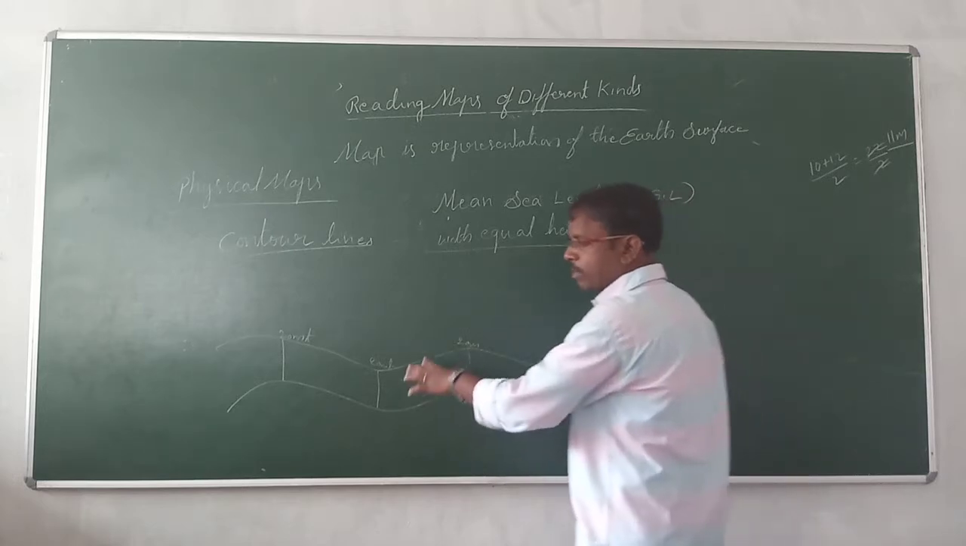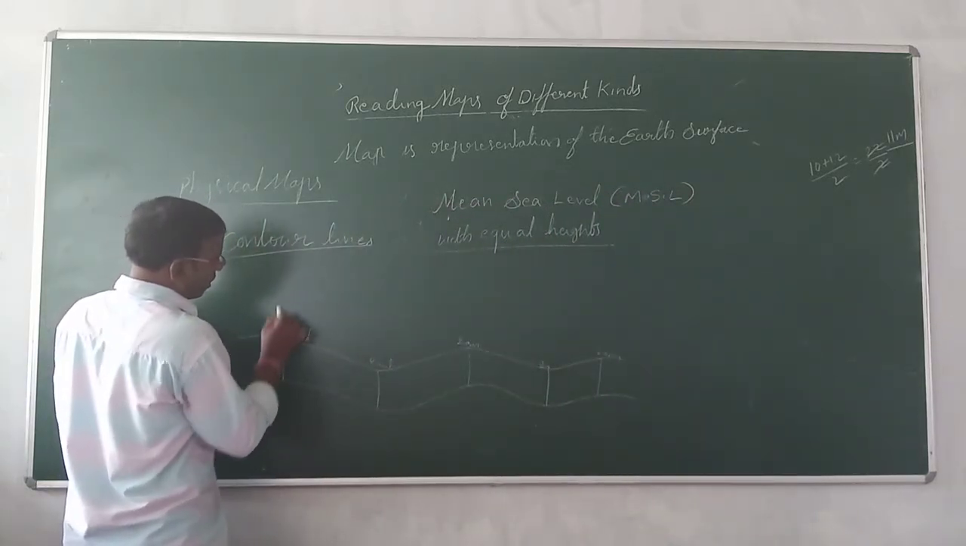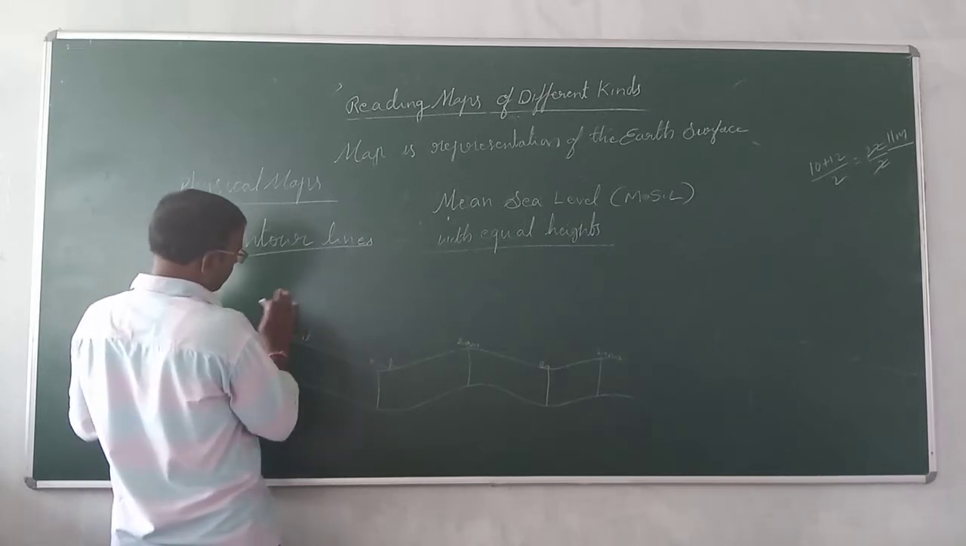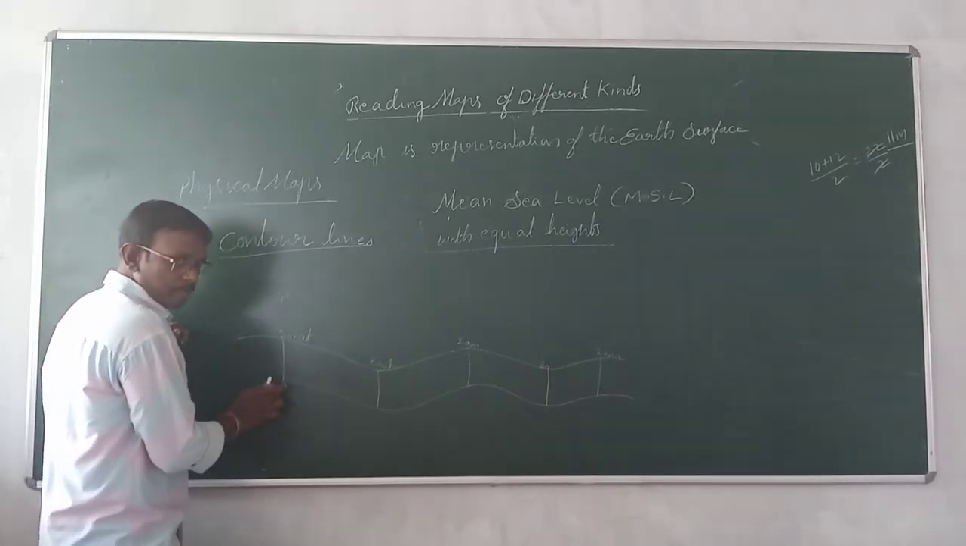In the same way, we can draw another line also. Up to here, another 20 meters. That line will come here. And 20 meters more means 40 meters from the bottom.